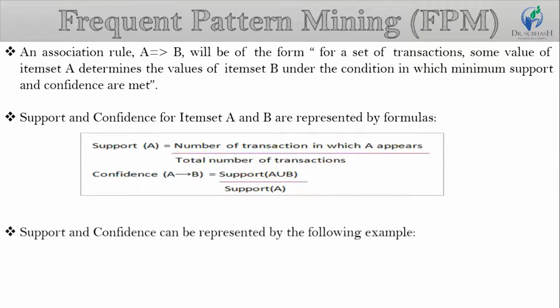Support and confidence can be represented by the following example: bread implies butter, in that support is equal to 2% and confidence is 60%. The above statement is an example of an association rule. This means that 2% of transactions contain both bread and butter together, and 60% of customers who bought bread also bought butter.